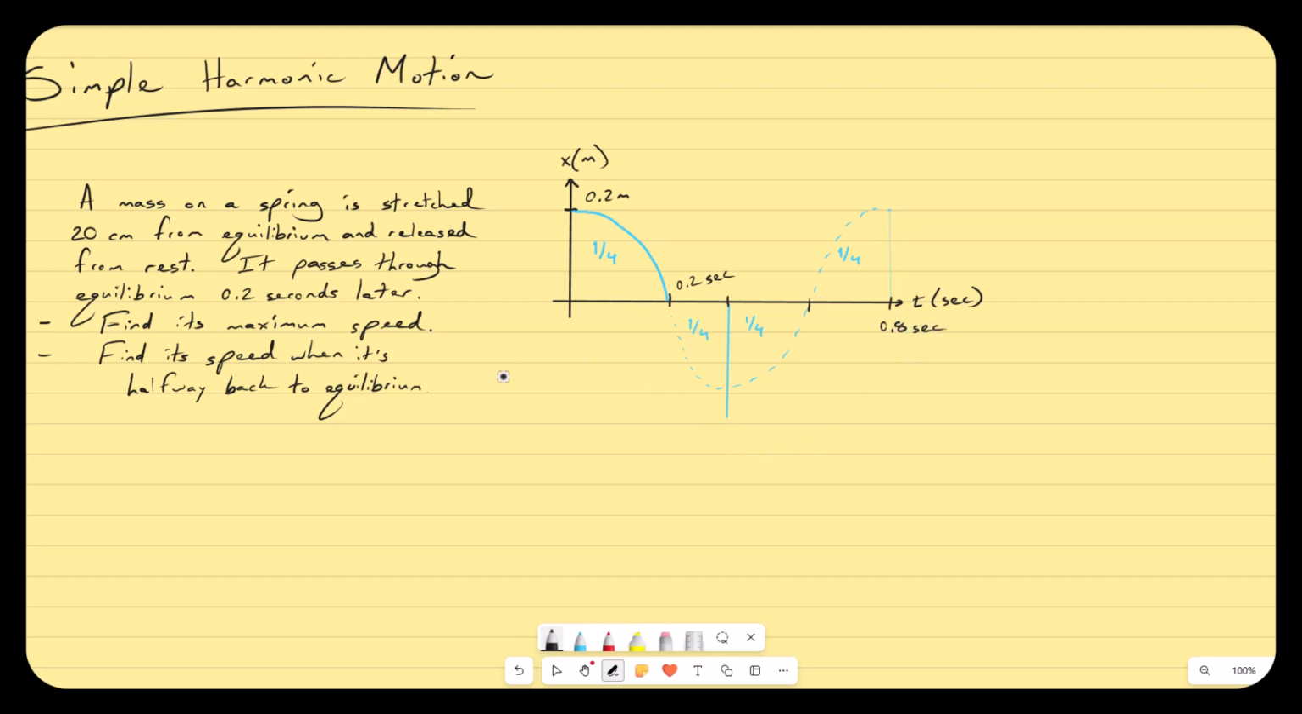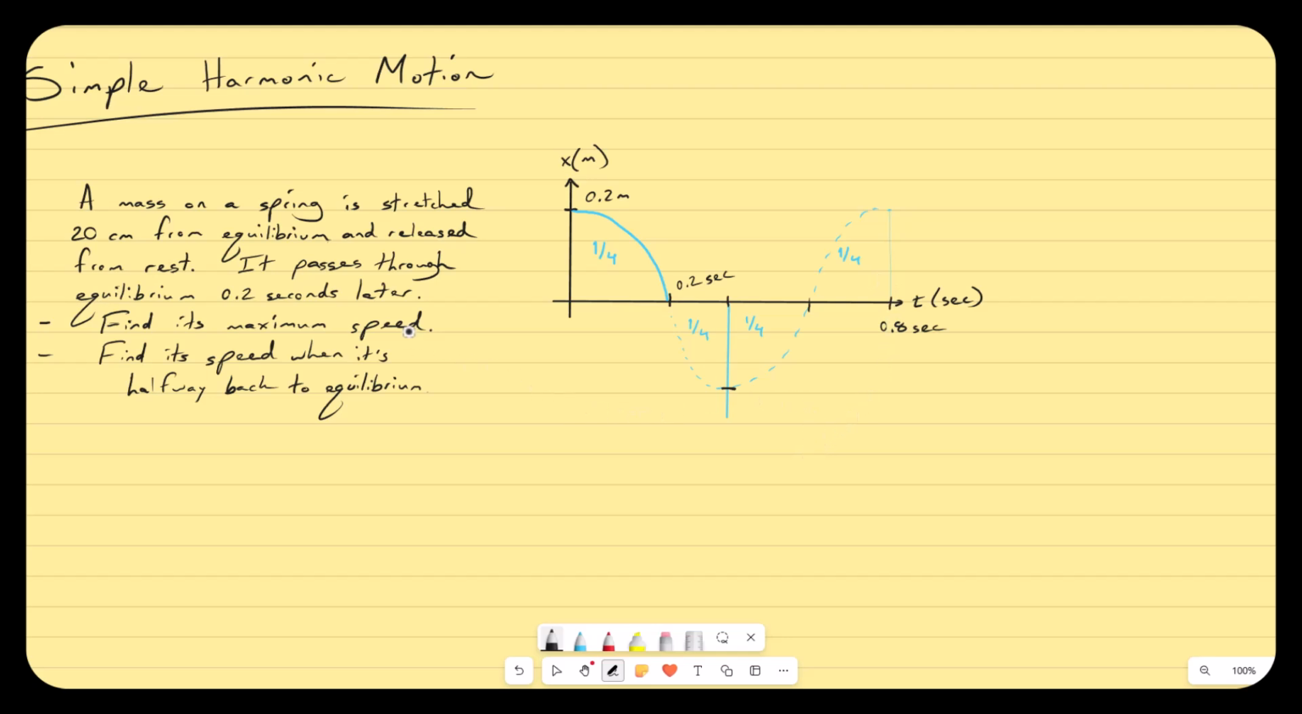seconds. I'm being careful because this says this is when it passes through equilibrium again. It doesn't say it comes to rest again at that time. If it said comes to rest again, that would be here. That's where it first comes to rest. But when it passes through equilibrium, that's this location, 0.2 seconds. You don't have to draw out a graph, but man, drawing it out sure makes things easier.